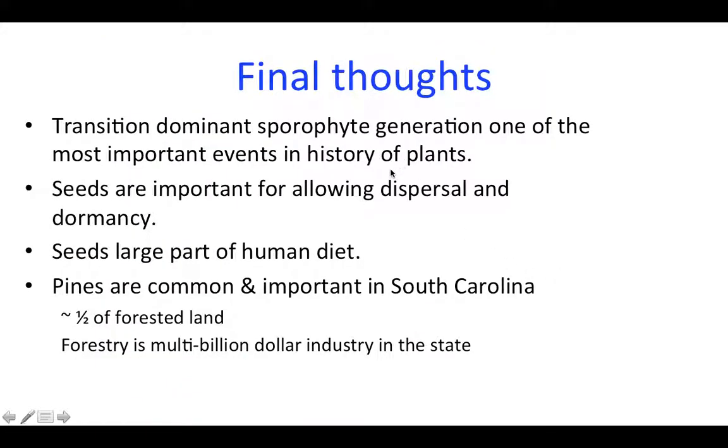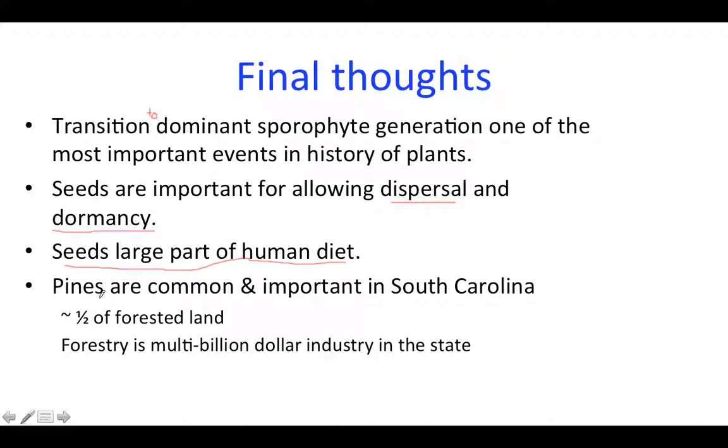Some final thoughts. The transition to a dominant sporophyte generation is one of the major changes in the evolution of plants. And so we talked about that in the first video. Second, seeds are important for allowing dispersal and dormancy. They also provide protection, and so that's a major innovation. Seeds are a large part of the human diet, and they were instrumental in humans becoming so populous.